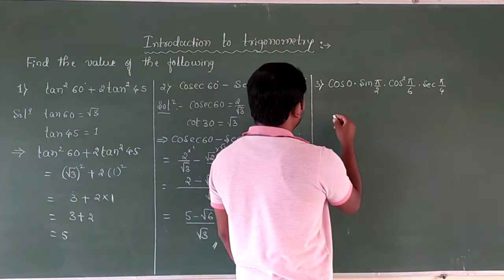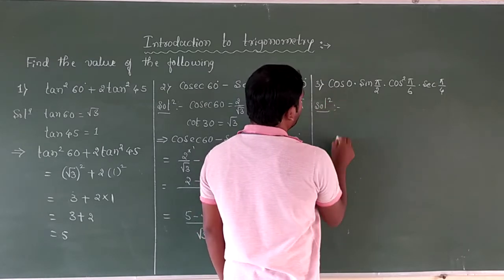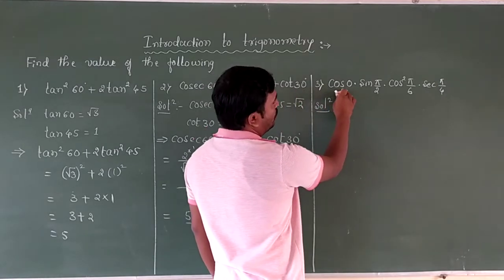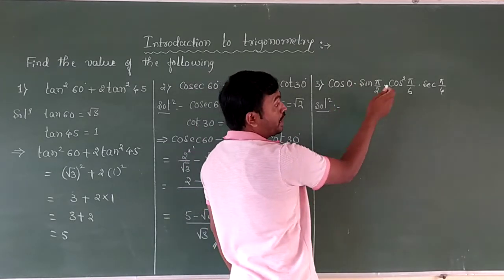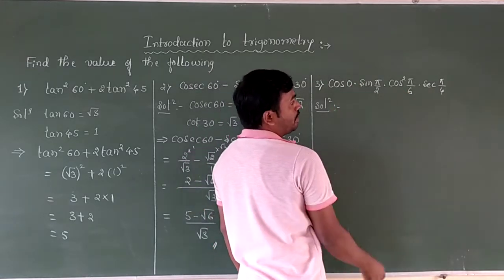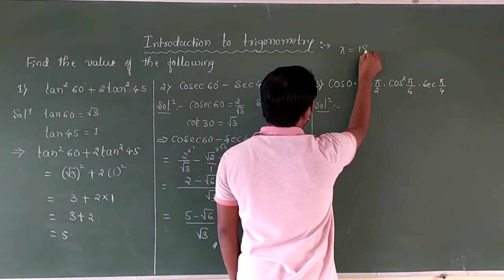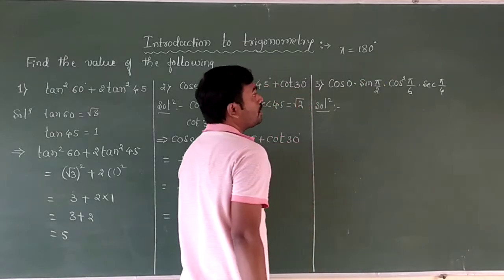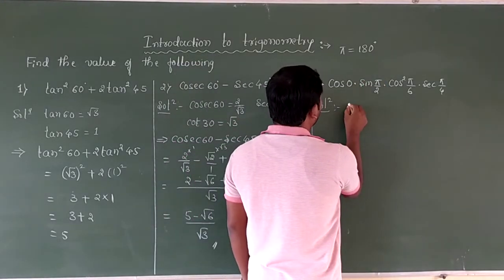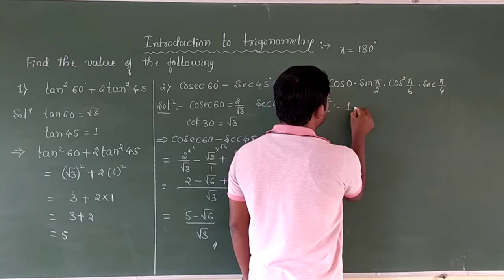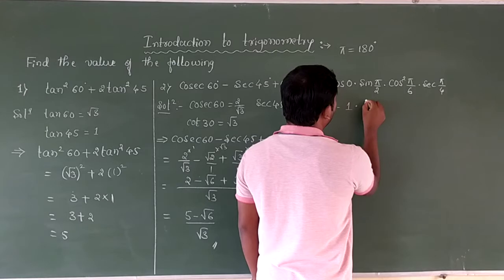Let us find the solution for the third problem. Here it is cos 0 into sin pi by 2 into cos square pi by 6 into sec pi by 4. Here pi means 180 degree, children. So we have to find the values of this one. Cos 0 is 1, we know it.